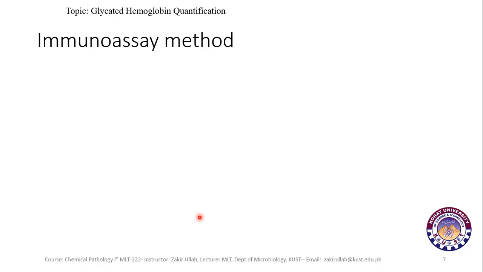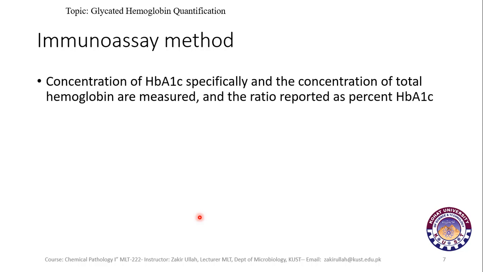The third type of method is the immunoassay method. In this type of quantification method, the concentration of HbA1c specifically and the concentration of total hemoglobin are measured, and their ratio is then reported as a percent hemoglobin A1c.